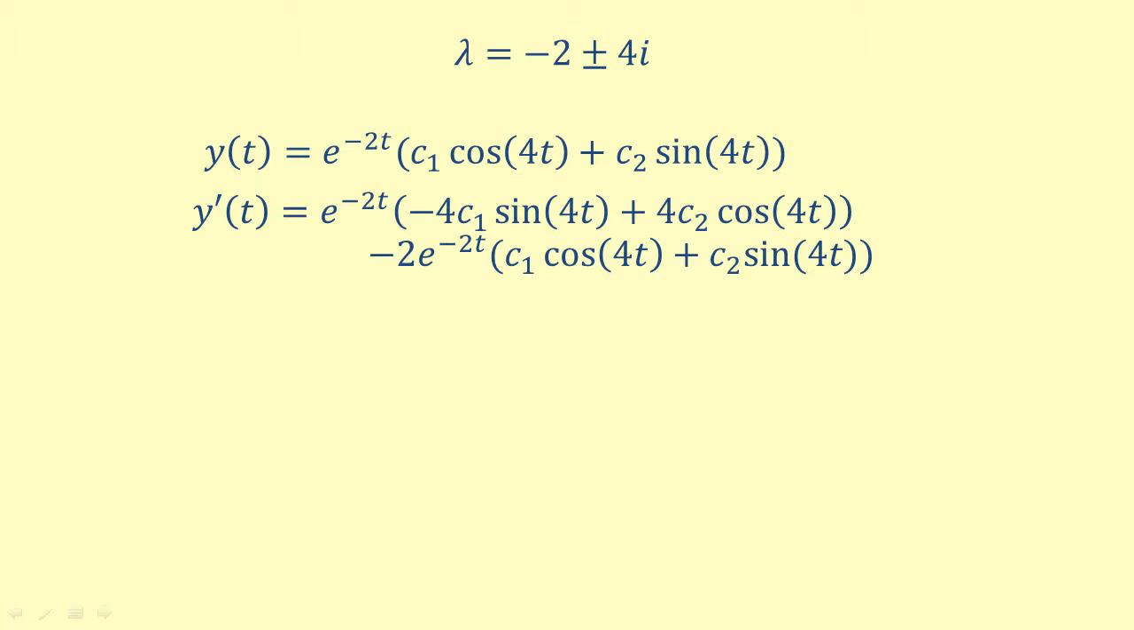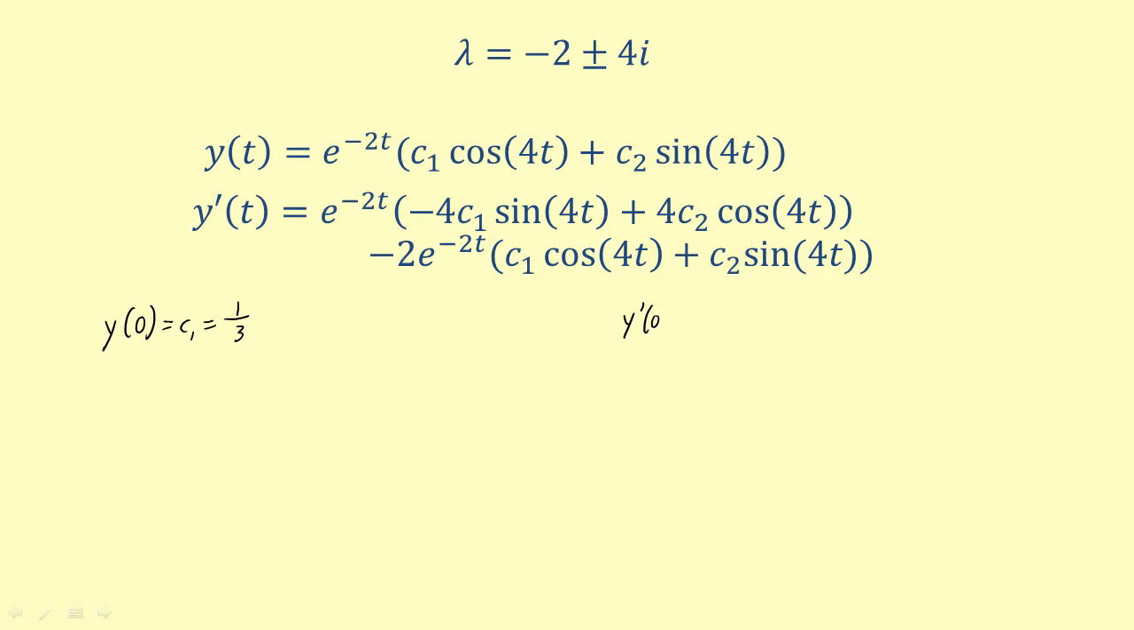This gives us y prime of t equals e to the -2t times the quantity -4c1 times the sine of 4t plus 4c2 times the cosine of 4t, minus 2e to the -2t times the quantity c1 cosine 4t plus c2 sine 4t. Plugging in 0 for t, we find y of 0 equals c1. We also know that y of 0 equals 4 inches, or 1/3 of a foot.